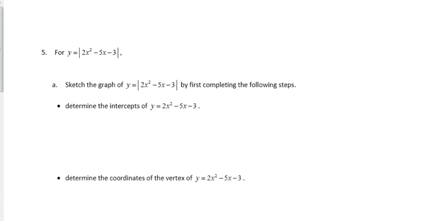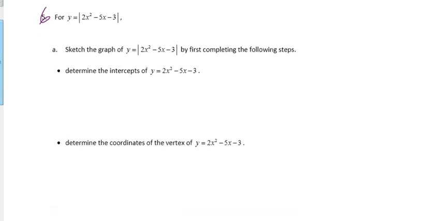Okay, number 5, or number 6, and it's the same. Yay! For y equals the absolute value of 2x squared minus 5x minus 3, sketch the graph of y equals 2x squared minus 5x minus 3 by first completing the following steps. Determine the intercepts. So what's the y-intercept? 3. Okay, what's the x-intercept?